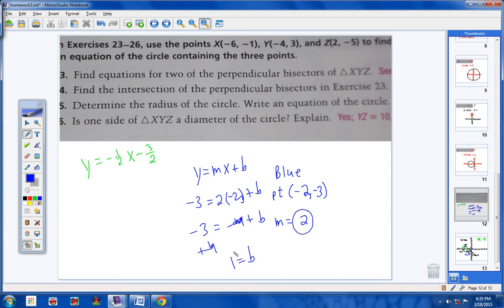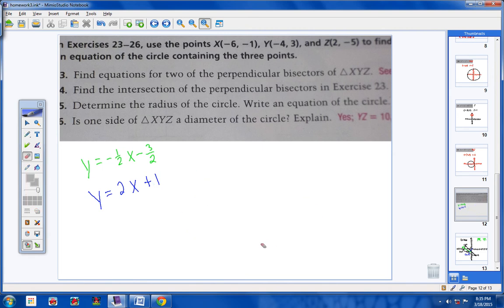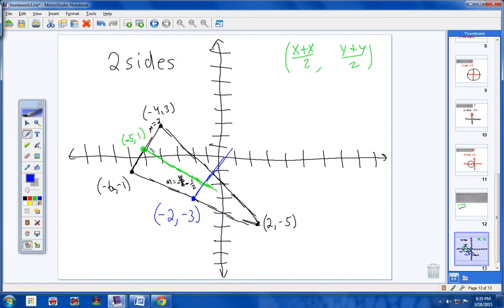I know what b is. So my blue linear equation would be y equals 2x plus 1. Okay? Now, let's go back to what we've done so far. Let's go back to our picture here. We found the perpendicular bisector.